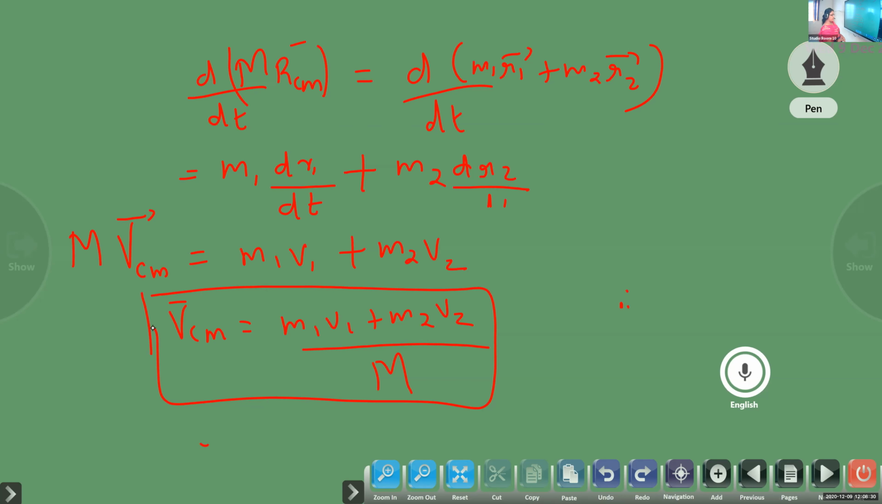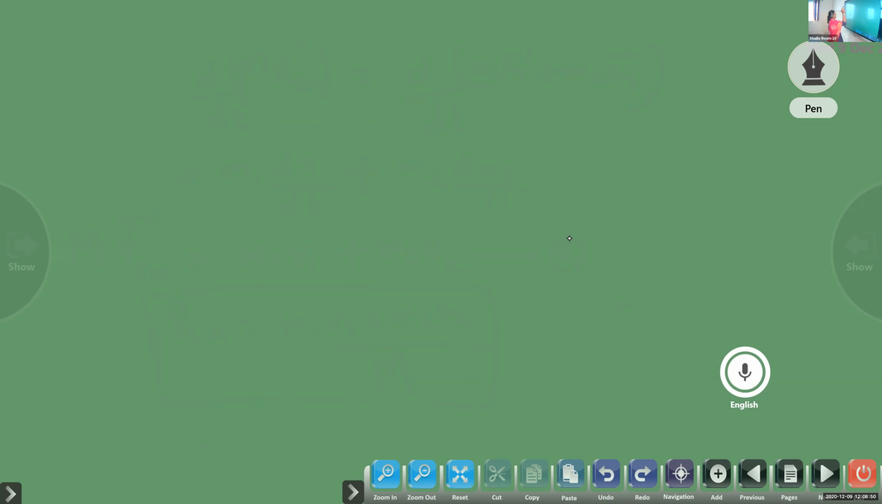Next, acceleration. Acceleration is the same. Again what you do? Differentiate this one. You can write it as equation 2. Write it down, because from this only we are going for the acceleration. So next term is acceleration of a system of particles.